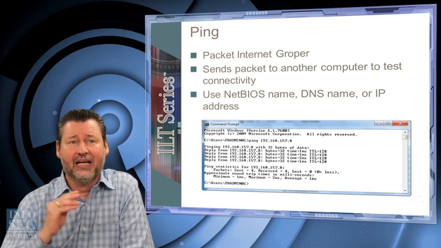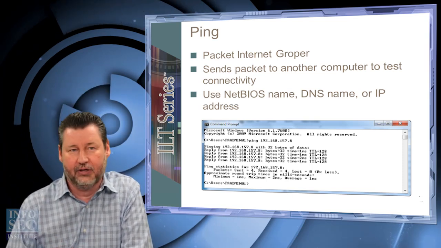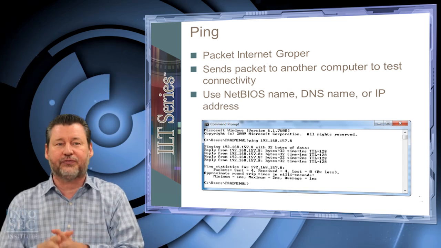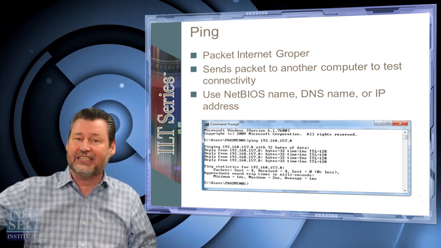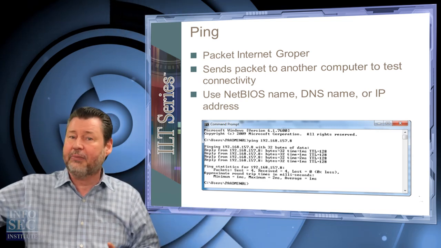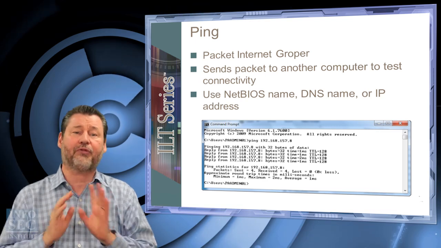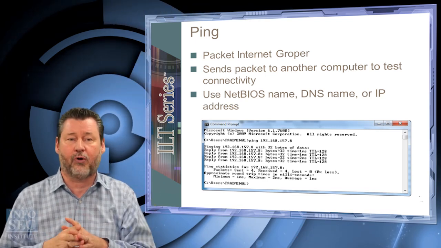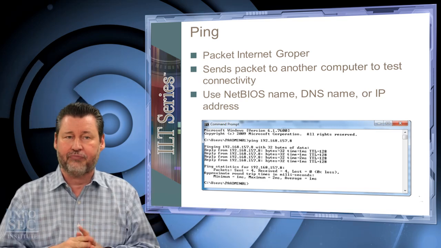Now, ping is the packet internet groper. What a pleasant sounding name. It's used to test for connectivity. Sends a packet to another computer to test whether or not it can receive it. You're really sending an echo request to that computer, and that computer is going to send back an echo reply. That's part of the ping. And you do it 3 times normally, sometimes 4. In the case of Windows, it's 4. Other operating systems do it 3.